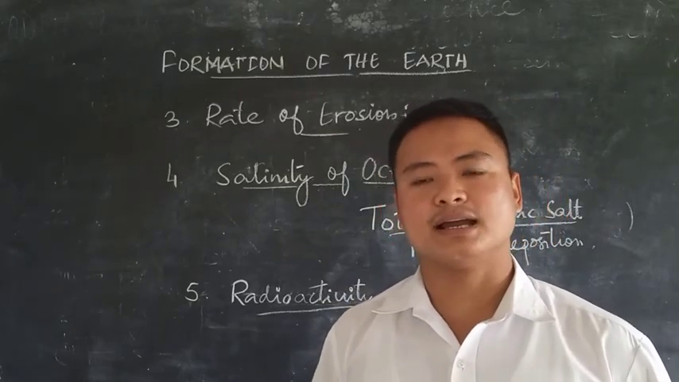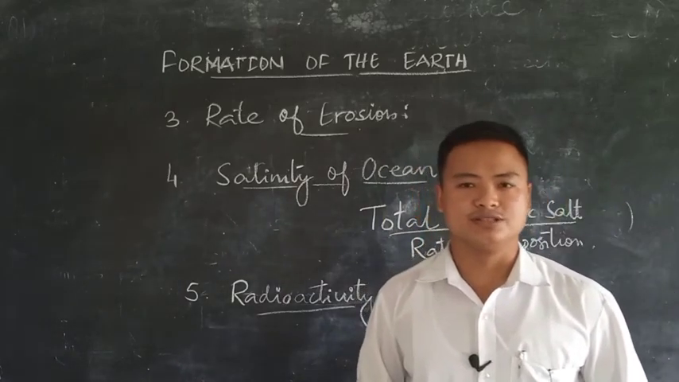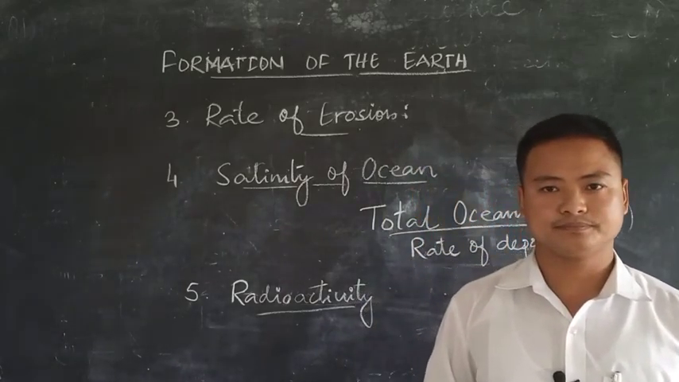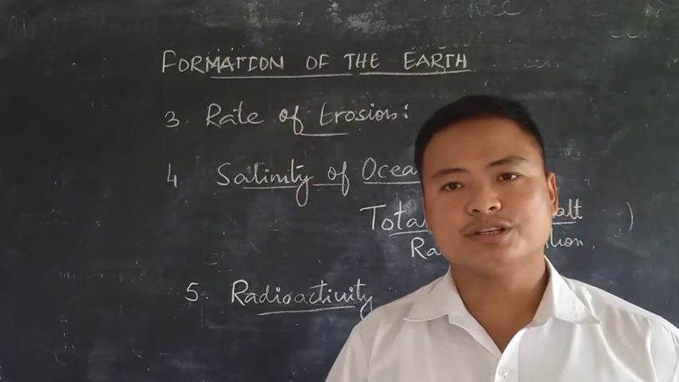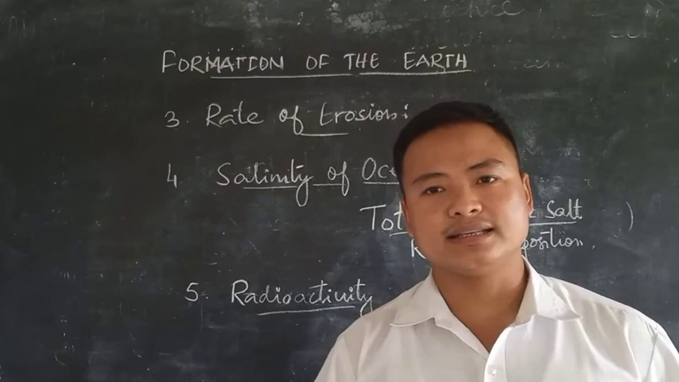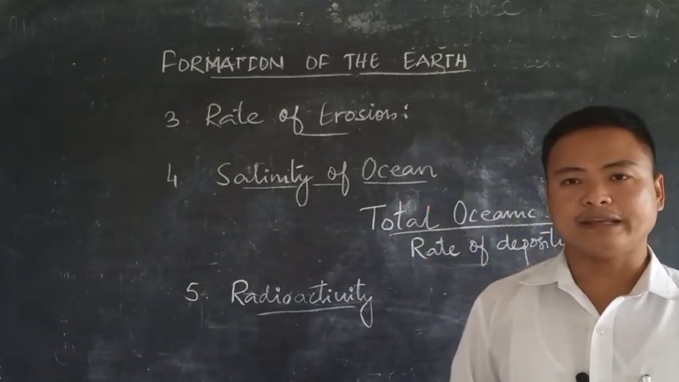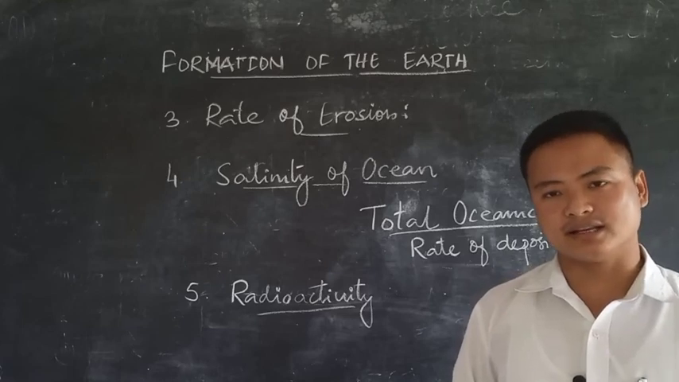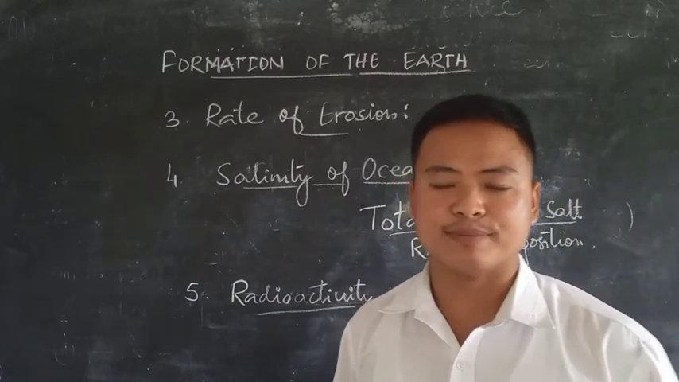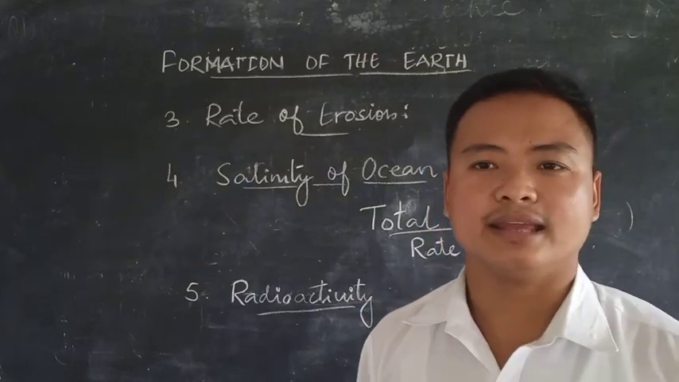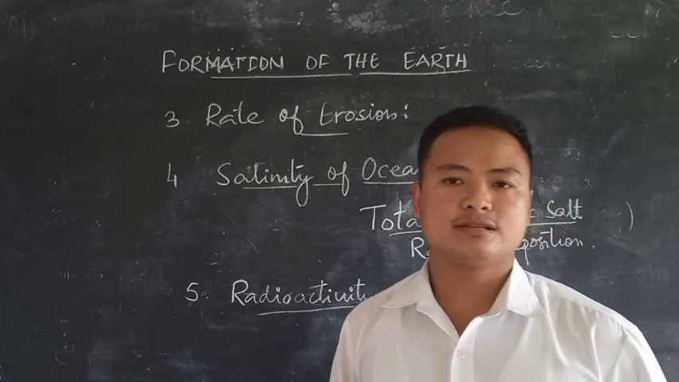But at the same time, with the disintegration, they also generate heat, which we call radioactive heat. So on this basis, if we can understand the rate of disintegration of these radioactive elements and the total amount that remains on the earth, then the age of the earth can be determined.